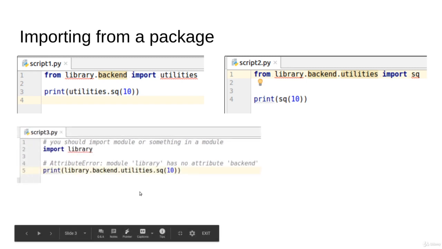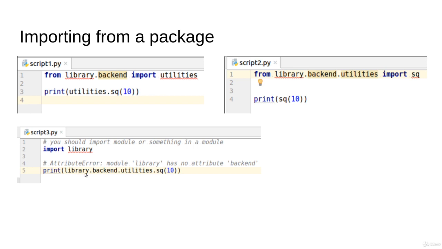And here is one thing to be careful about. Let's say someone wrote something like import library, and you try to do something like library.backend.utilities. This will not work here. It gives you an attribute error, because it will assume that the backend is something that is part of the library, but actually it's another directory. So be careful. These are mainly the two ways that avoid errors like the attribute error here.